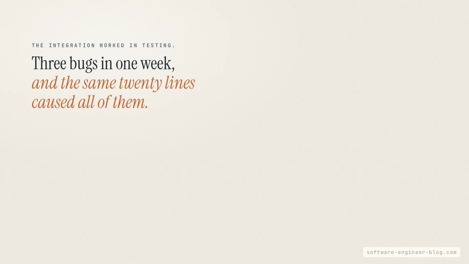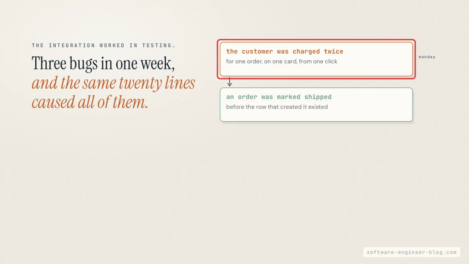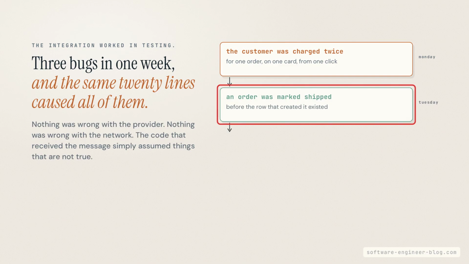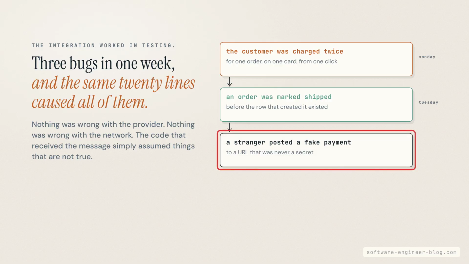Here is a real week. On Monday, a customer is charged twice. 1 order, 1 card, 1 click, 2 charges. On Tuesday, an order is marked as shipped before the row that created it even exists. On Wednesday, a stranger posts a fake payment to your server, and your server believes it.